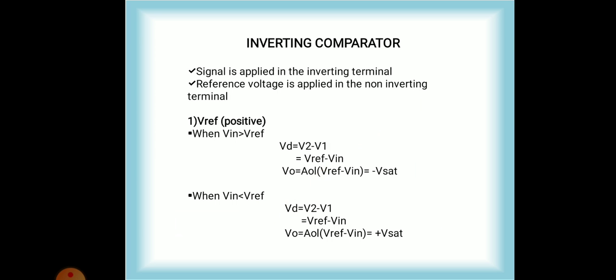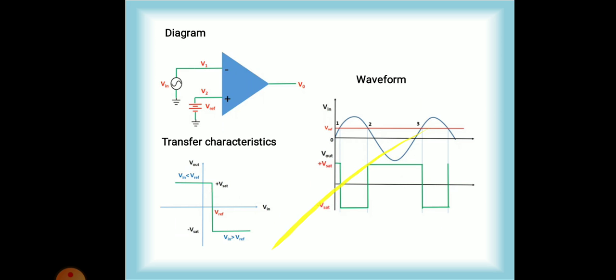When Vin is greater than Vreference, that is, when Vin is greater than plus 2 volts, Vd, which is the difference between Vreference minus Vin, will be negative. The output voltage V0 will be minus V saturation since the differential voltage is negative. And when Vin is less than plus 2 volts, that is, when Vin is less than Vreference, the differential voltage Vd, which is Vreference minus Vin, will be positive. Therefore, the output voltage V0 will be plus V saturation since Vd is positive. This is the diagram of inverting comparator.